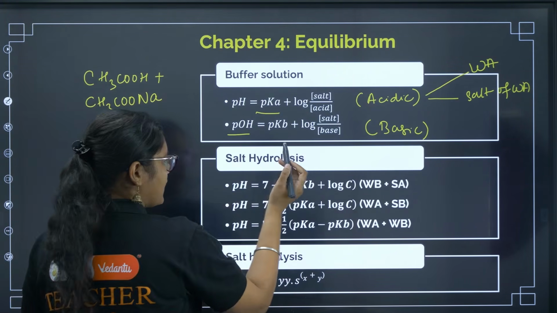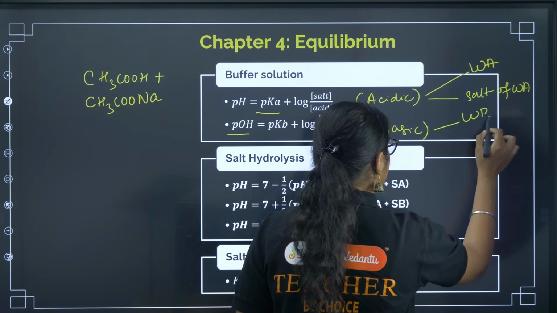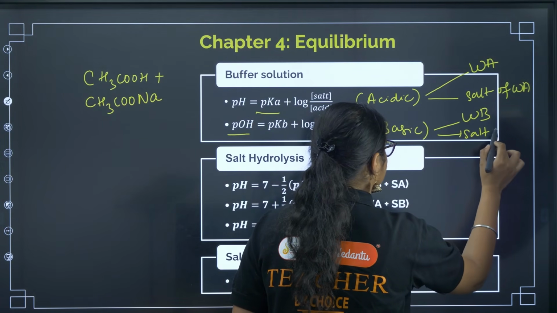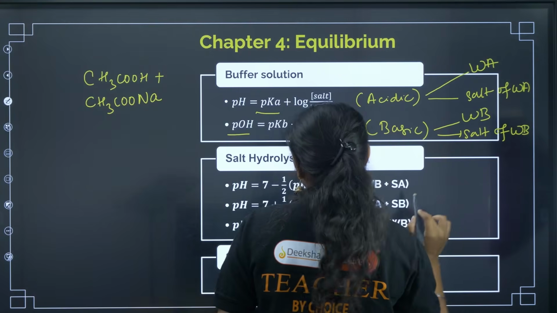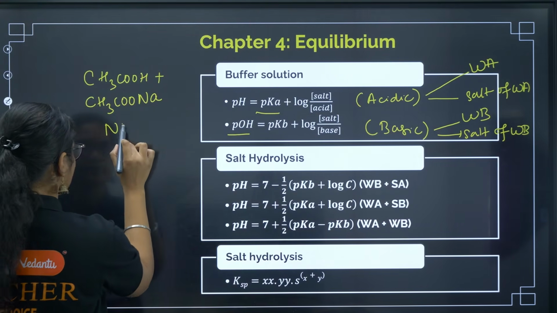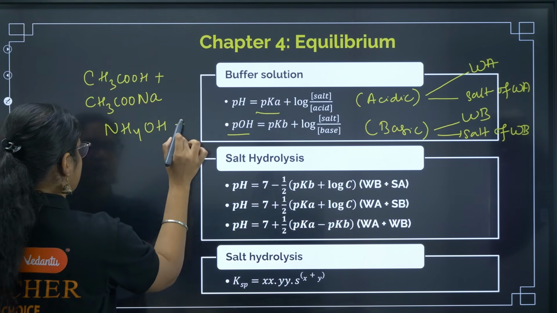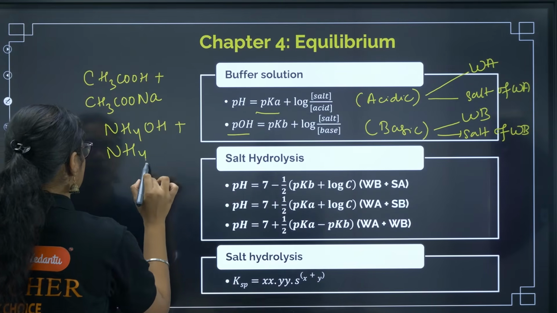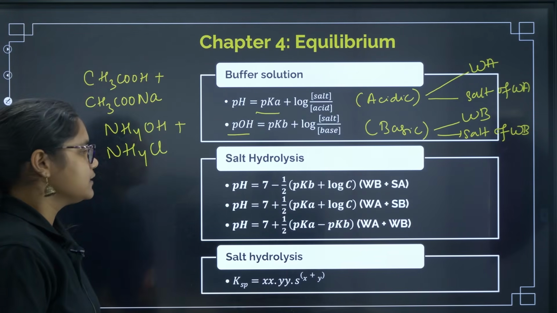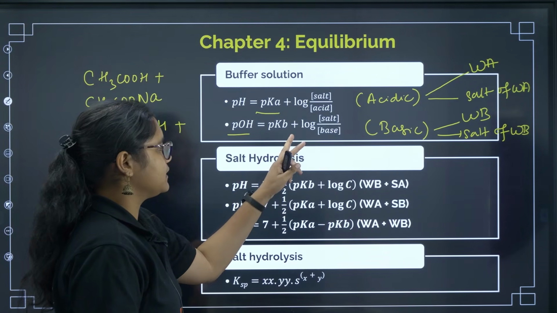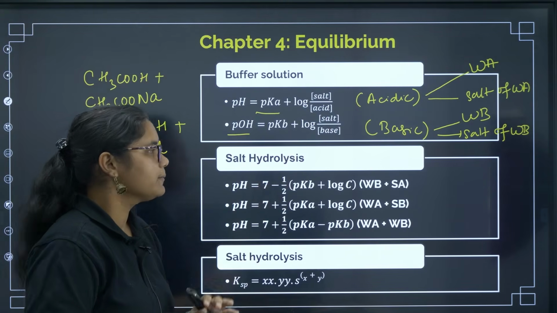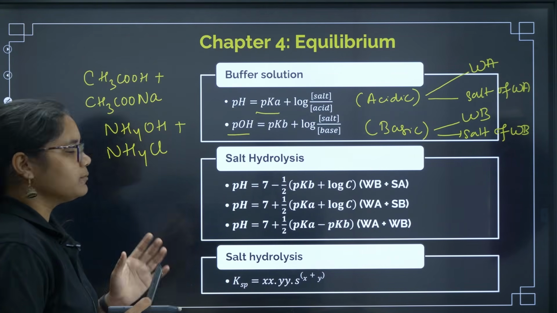For that we'll again have two things here: a weak base and a salt of the weak base. For example, I'll take NH4OH, that is a weak base, and the salt of this one, that is NH4Cl, right? So pOH is equal to pKb plus log of salt by base. Okay, so this is all about buffer solutions.